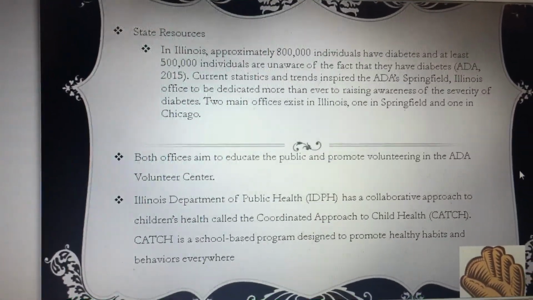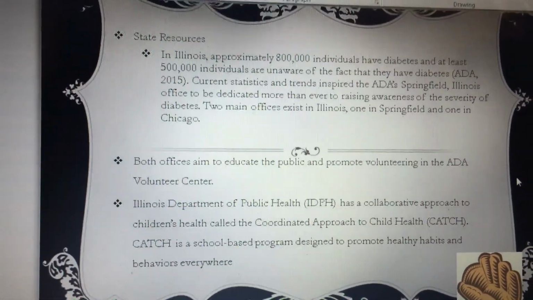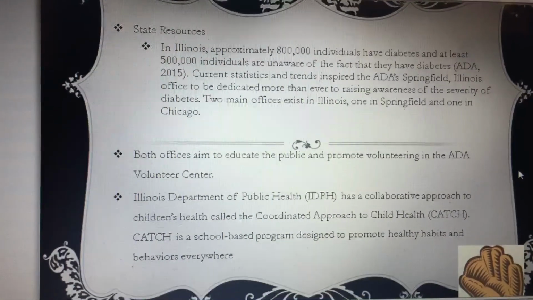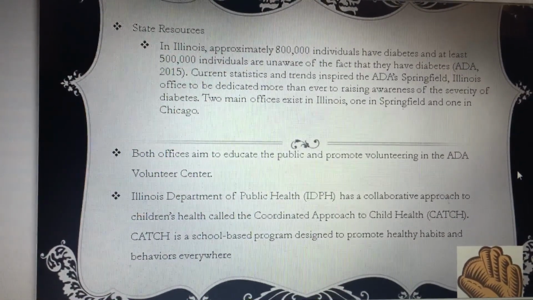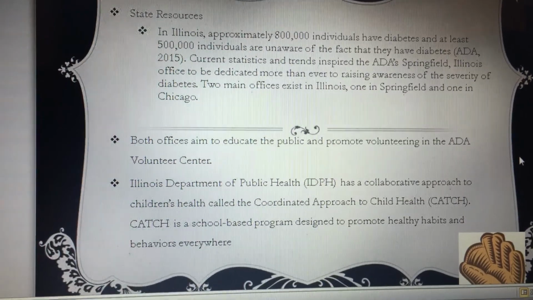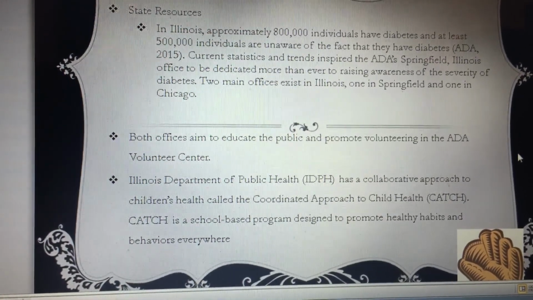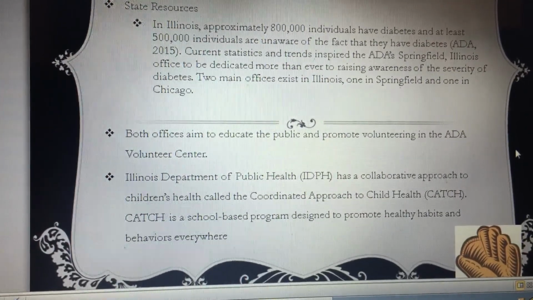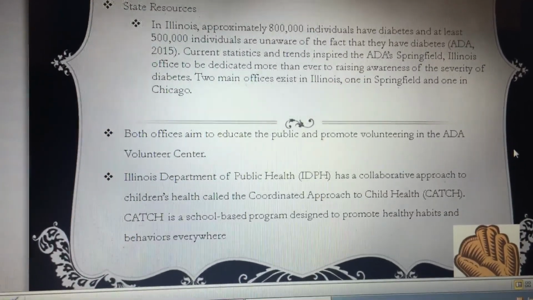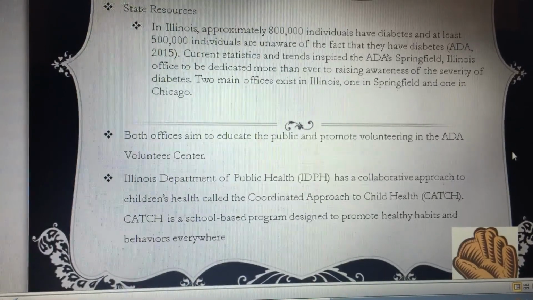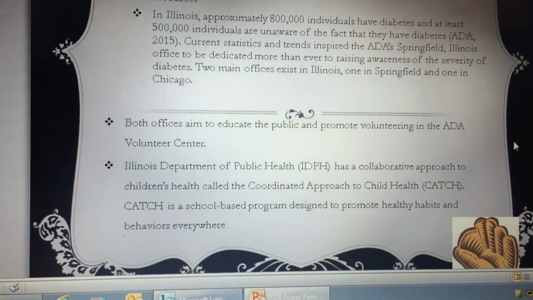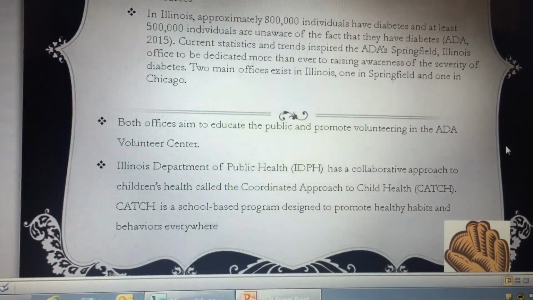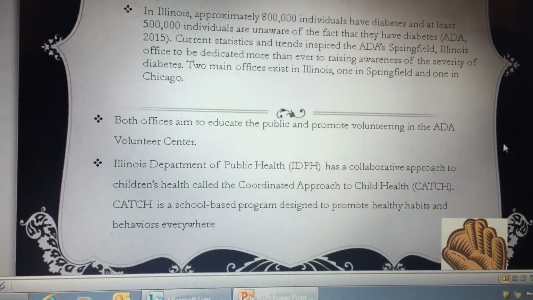In Illinois, approximately 800,000 individuals have diabetes, and at least another 500,000 are unaware of the fact that they have it. Current statistics and trends inspired the ADA's Springfield office to be dedicated more than ever to raising awareness of the severity of diabetes. Two main offices, one in Springfield and one in Chicago, have been opened, and they are educating the public and promoting volunteering.